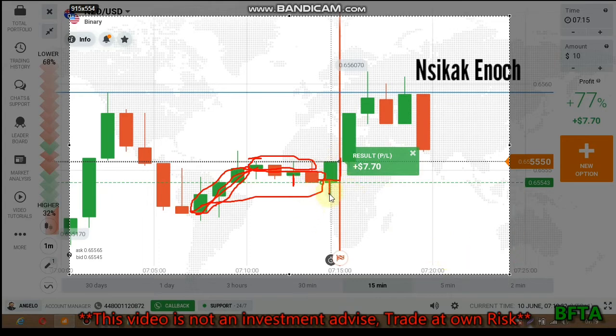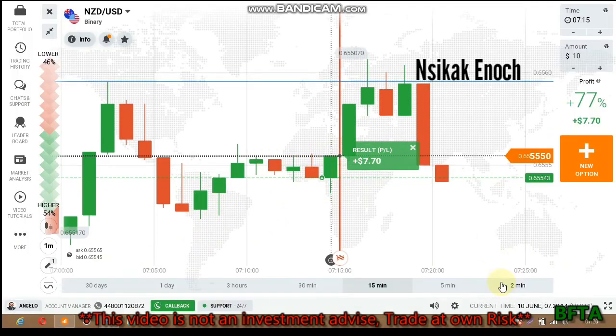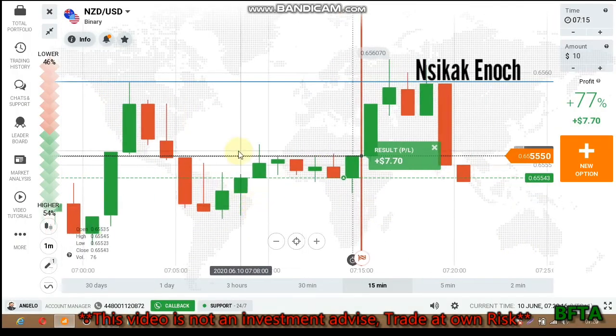You can see they want to go down, but later change to blue, to red, to green candle because of this buyer's movement, and the trend is uptrend. So I'm trading in the direction of the trend most of the time.